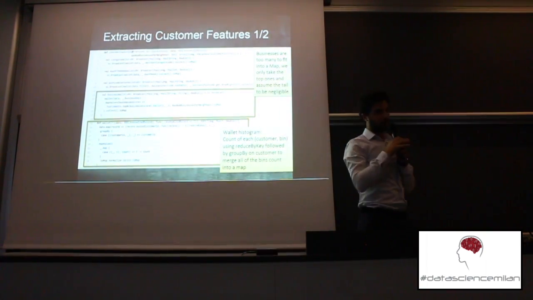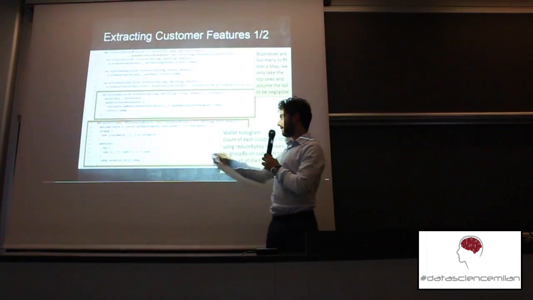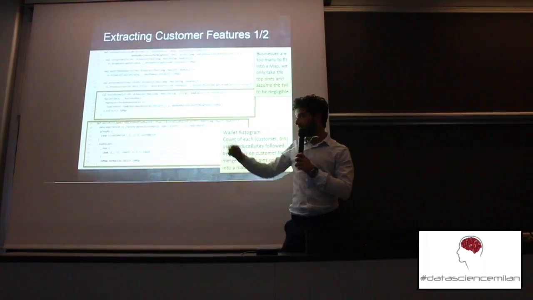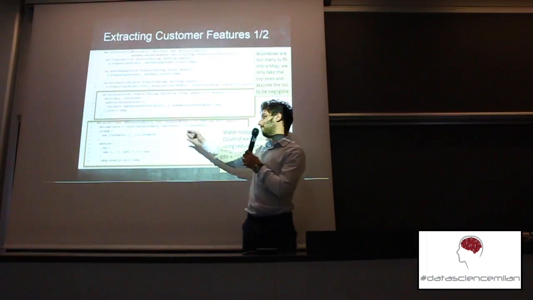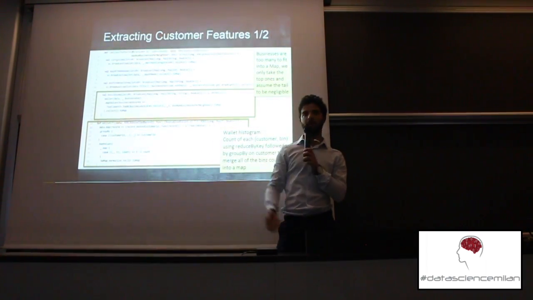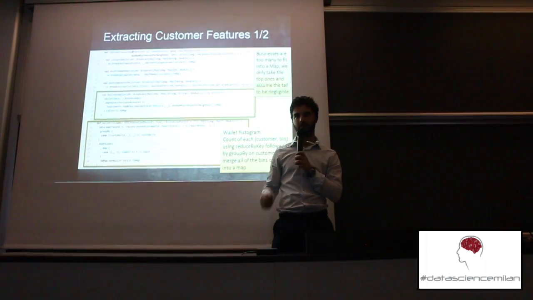Reduce by key means for every single record of the same key, I'm going to apply this operator. And the operator is the sum, because this is a number. So this is a monoidal way of doing aggregations. It's a more scalable way to do aggregation in a distributed fashion.